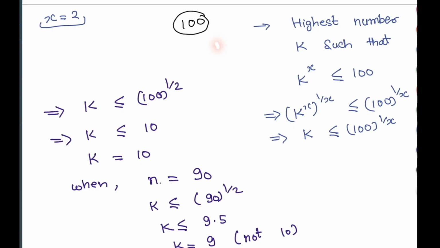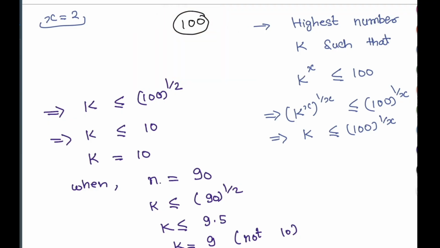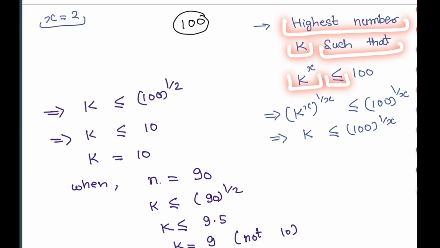100. So the first observation is that we cannot have a number in our formula whose power of x is more than 100. If it is more than 100, then your sum will never be less than or equal to 100. So we first need to identify, and this is the first way to solve the problem, the highest number k such that k to the power of x is less than or equal to 100.